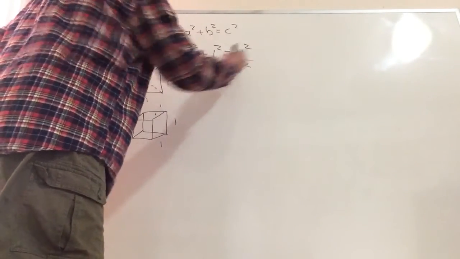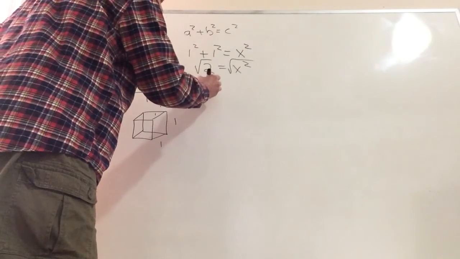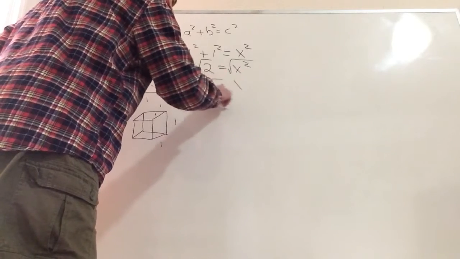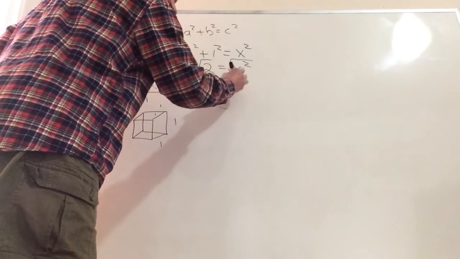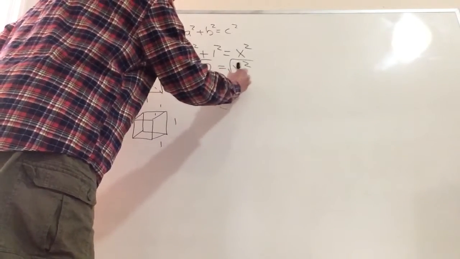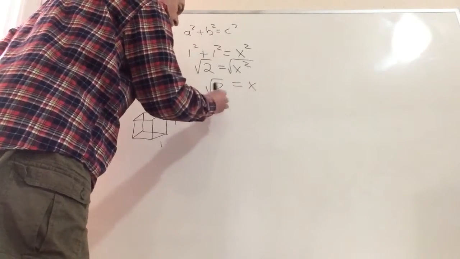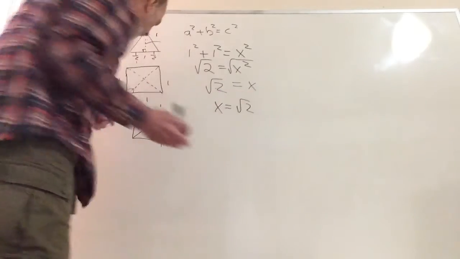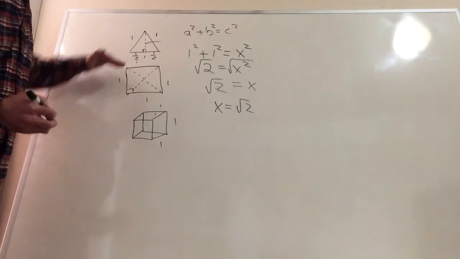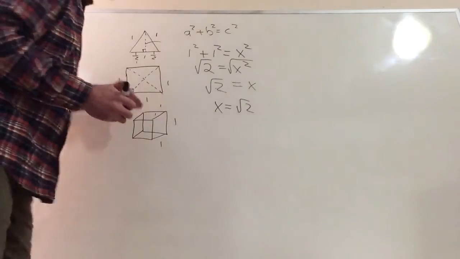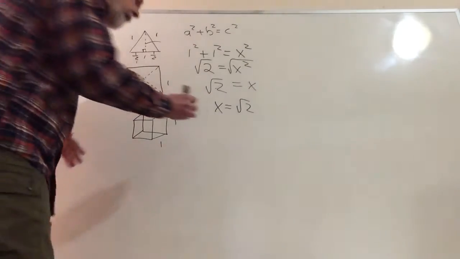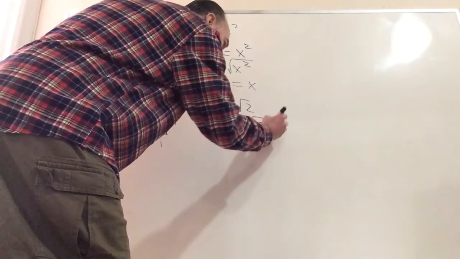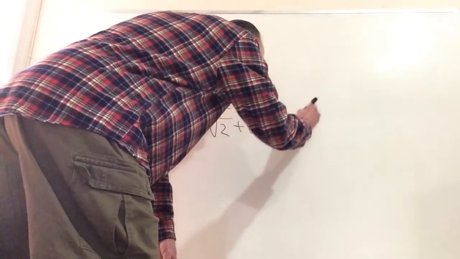Same old trick. We put the hat on both sides, and it turns out that radical 2 equals x, or put the way we like to think about it, x equals radical 2. Well, if this diagonal is radical 2, that means the other diagonal is radical 2. And now right away we come up to that property I was talking about. Radical 2 plus radical 2 equals 2 radical 2.